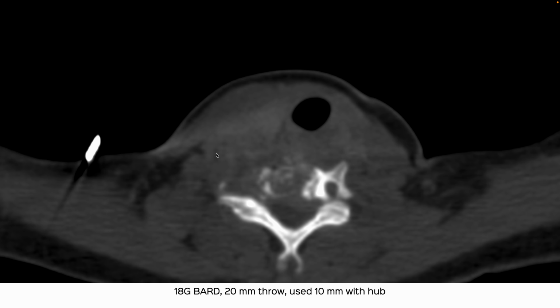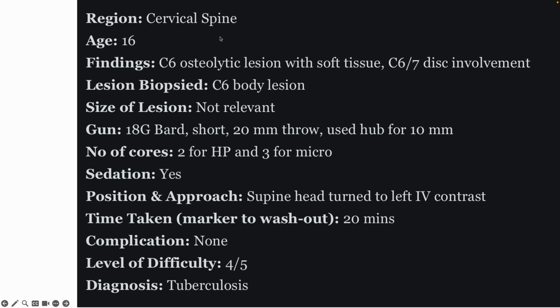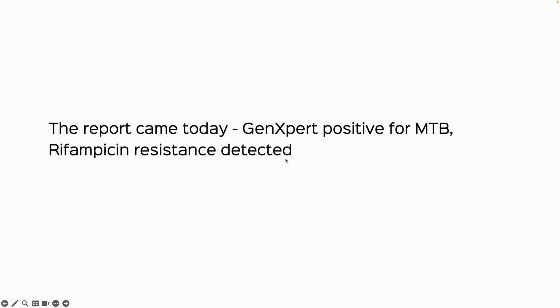Despite the fact that there are air foci here, unfortunately this was a very thick caseous material, I guess, and I didn't get any pus using the 18 gauge. This is the summary. It took about 20 minutes to do this. The patient was completely sedated, and I got 2 samples for histopath and 3 for micro. The report came today. It was GeneXpert positive for MTB.